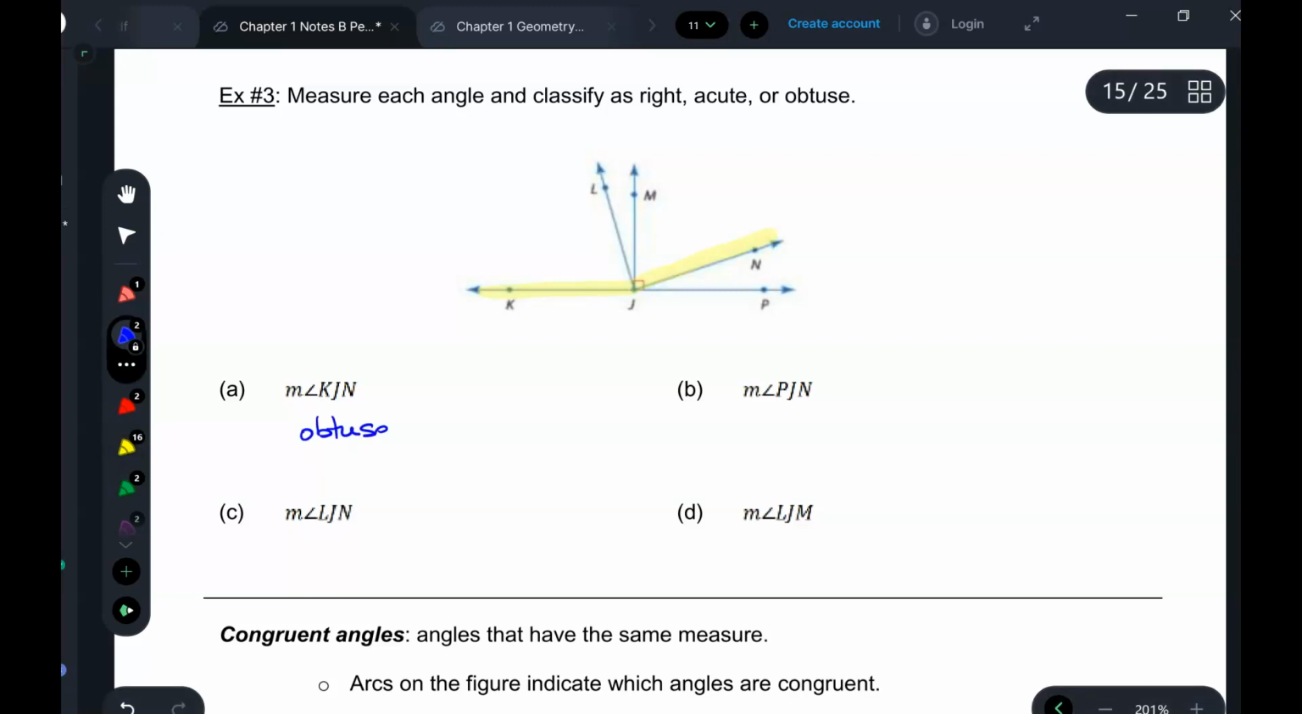And any idea about how much you think it is? Maybe 120. 120? Like 160. 160? Those are fine, as long as you make sure that it's bigger than 90, right? And it looks like it's closer to that line. Yeah, that's fine.